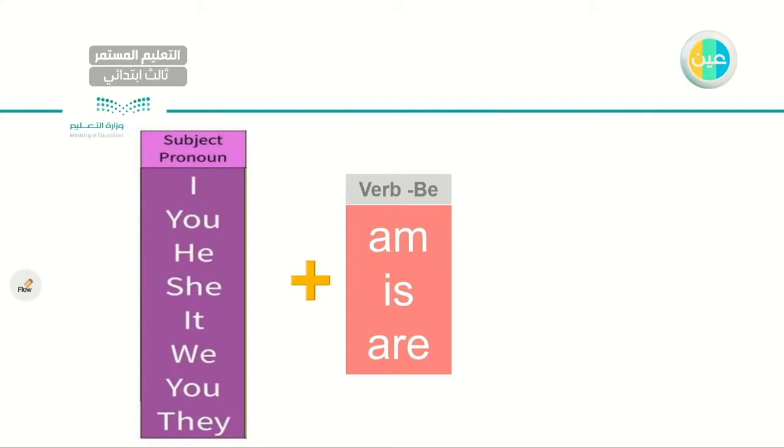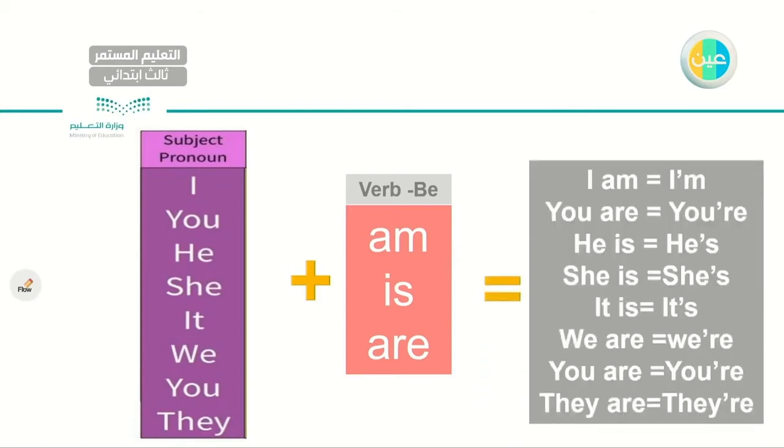So I have subject pronouns to your left that are followed by the verb be, am, is, are, and we will be having this. So let's read together. I am, you are, he is, she is, it is, we are, you are, and they are. Let's read it one more time, please. I am, you are, he is, she is, it is, we are, you are, and they are.